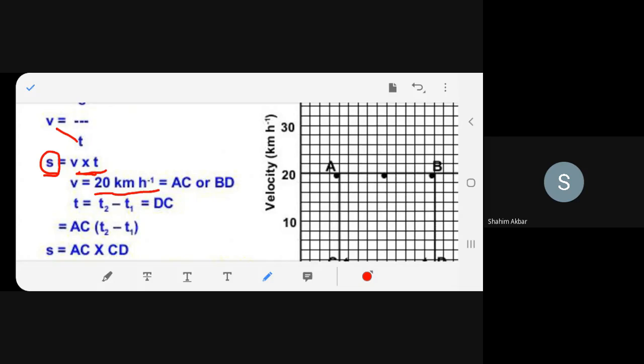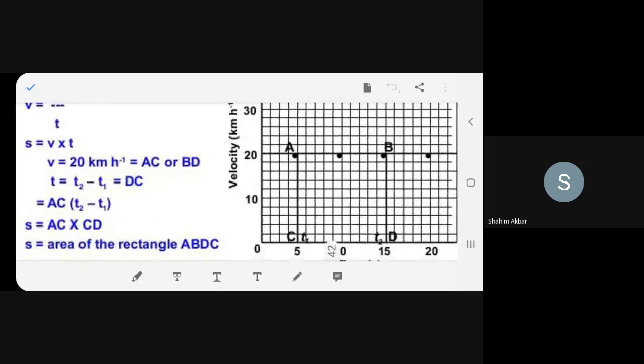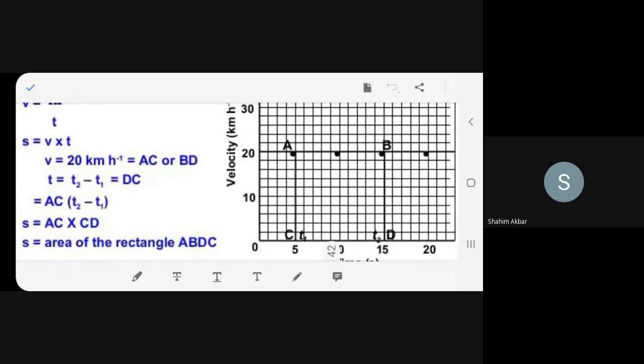What is distance? I will show you. 20 kilometer per hour. No, distance I'm talking about. Oh, okay, ma'am. Sorry. Distance I'm talking about. So what is the distance? C. This is the distance, AC or BD, the vertical lines. This is how much it is covered, isn't it? This much of distance is started from here and it is reached here, isn't it? So this is the distance.